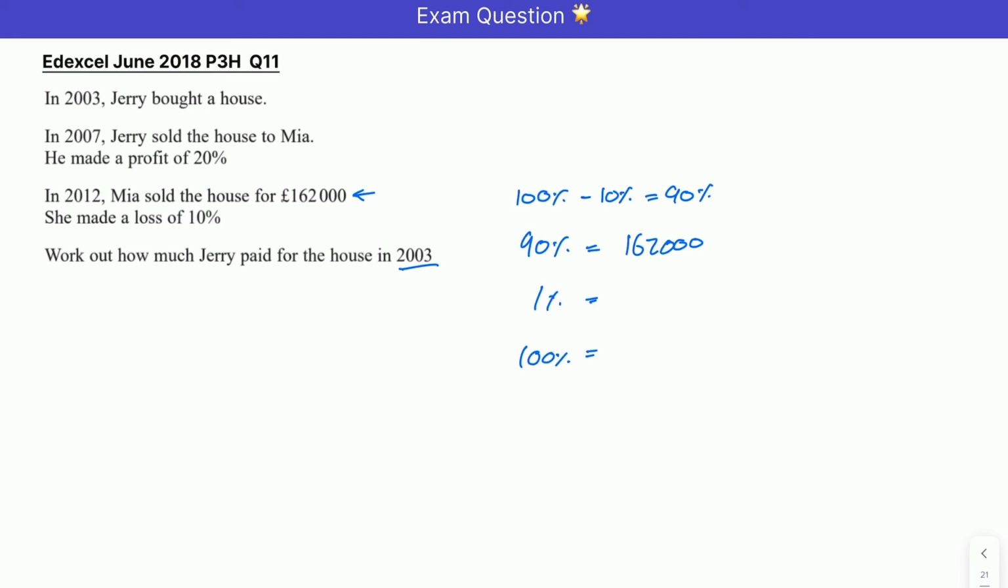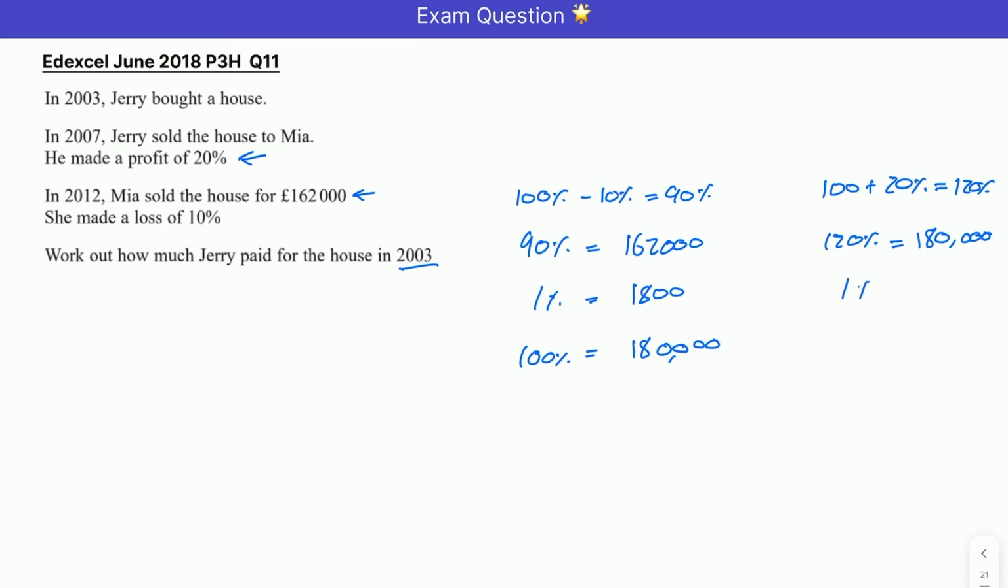So 162,000, divide that by 90 becomes 1,800, which then becomes 180,000. So that's this bit done. And now going backwards, when Jerry sold the house to me, he made a 20% profit. So we know that the price 100 plus 20, because he made a profit, is 120%. So we know the 120% represents 180,000, because that's how much he sold it to Mia for.